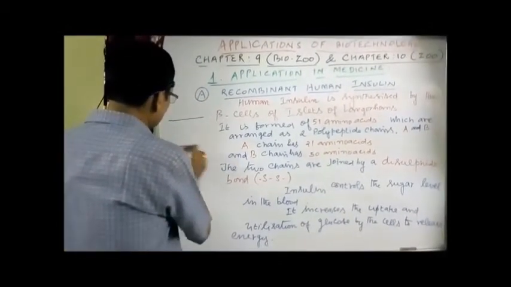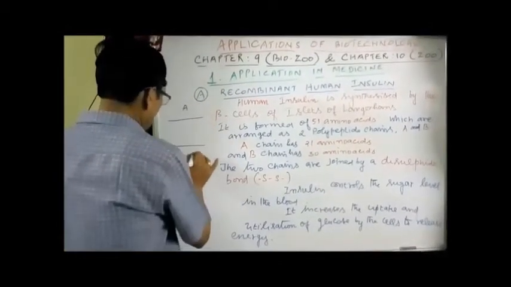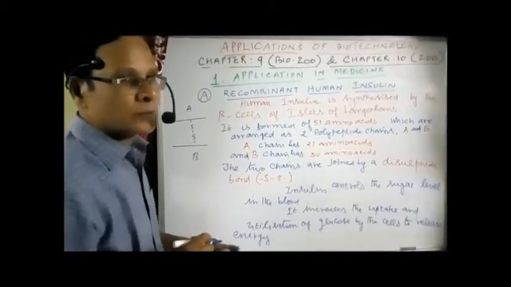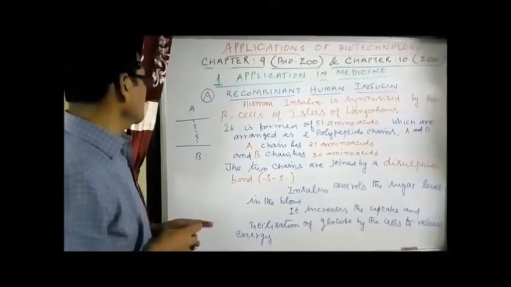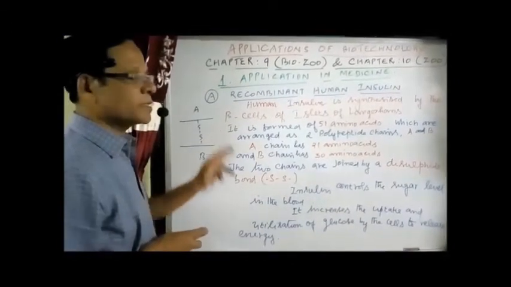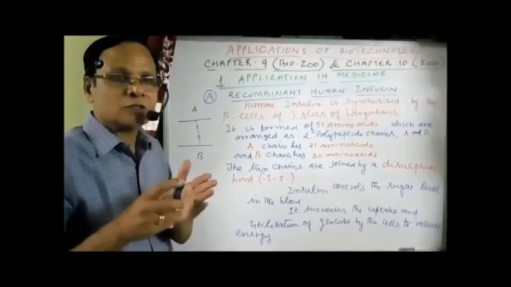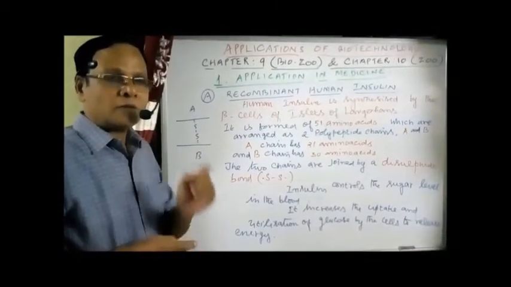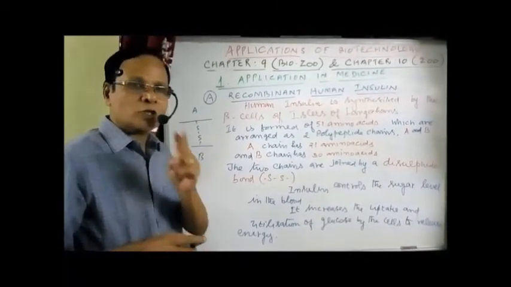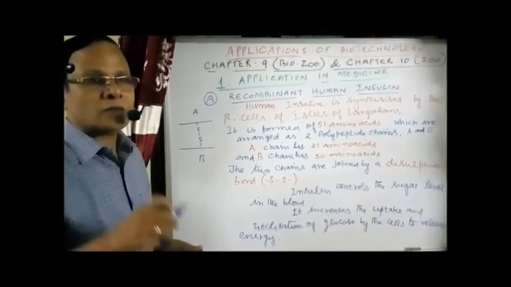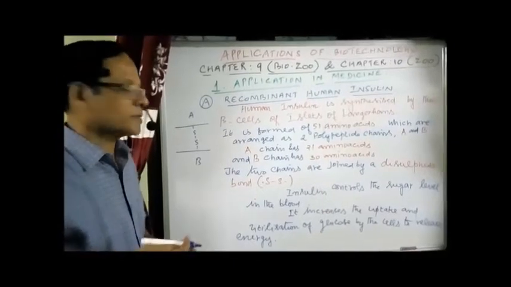Suppose this is the A chain, this is the B chain. These two are connected by means of what is called a disulfide bridge or bond, wherever cysteine residues are present. Now, there are only two sulfur containing amino acids. Only in two amino acids do we have sulfur. They are called sulfur containing amino acids.